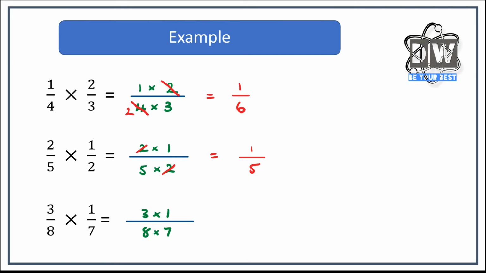So then on that occasion, I just write it as 3/8 times 7, which is 56. And that's what we do.